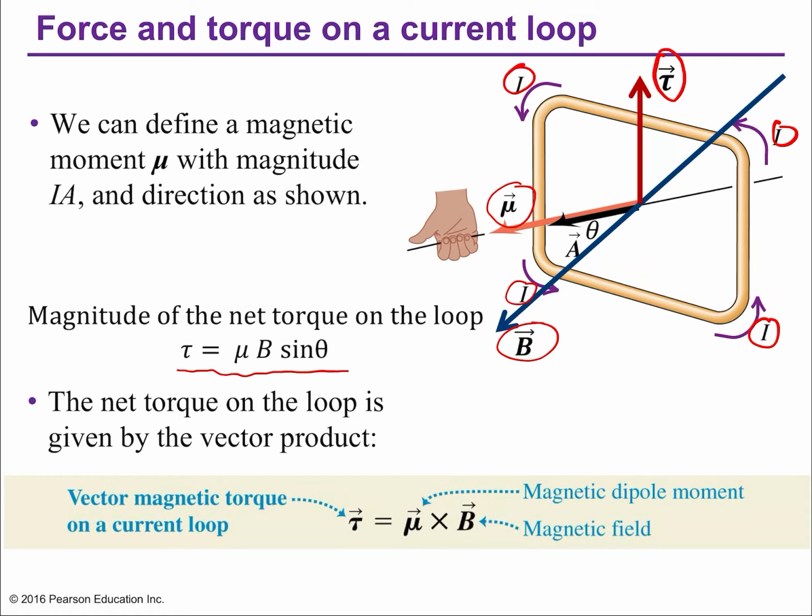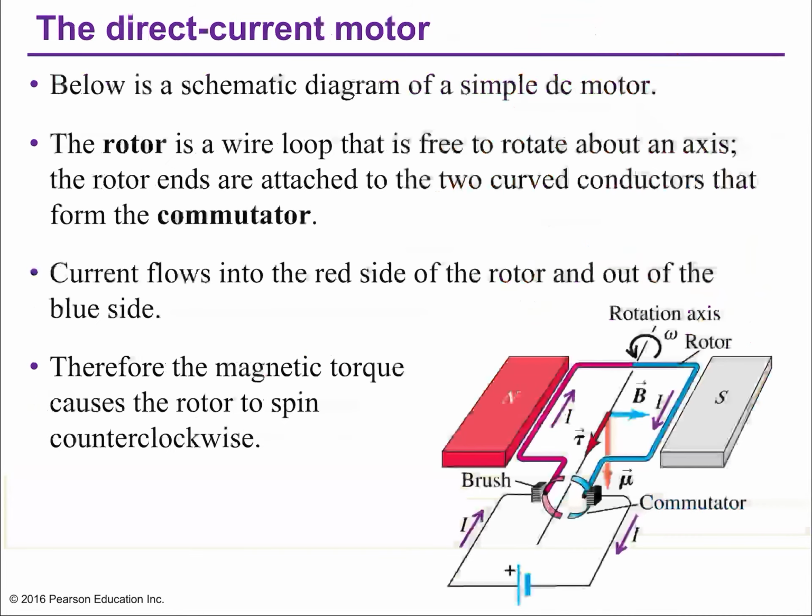Torque is in the direction that is always perpendicular to the plane that contains the other two vectors, the plane that contains mu and B. And that's also always figured out by using the right-hand rule, as always. So your thumb is pointing upward. Here in this case, it means the rotation of the loop will be counterclockwise. Well, this idea is the basis of the operation of electric motors.